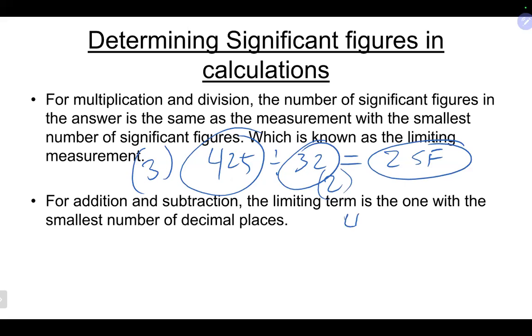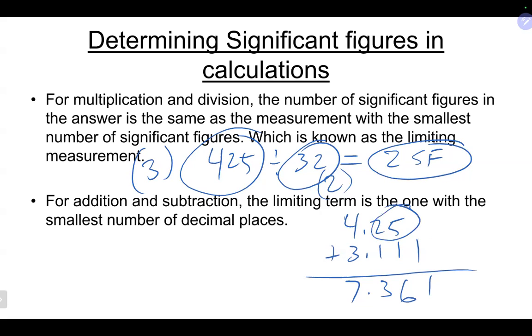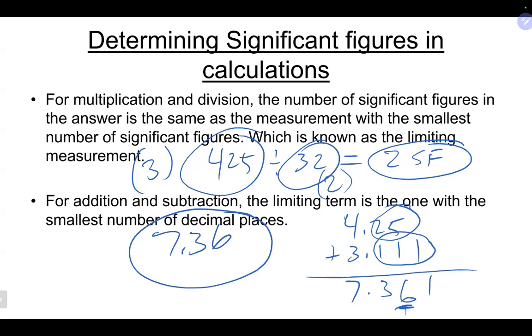So if we had 4.25 plus 3.111, we add this, and we get 7.361, I hope. In this particular case, we would look at decimal places, and that is 2 for the first number. That is 3 for the last number there, which means we actually should end up at 2 decimal places, and that would be 7.36 in this example, which is 2 decimal places.